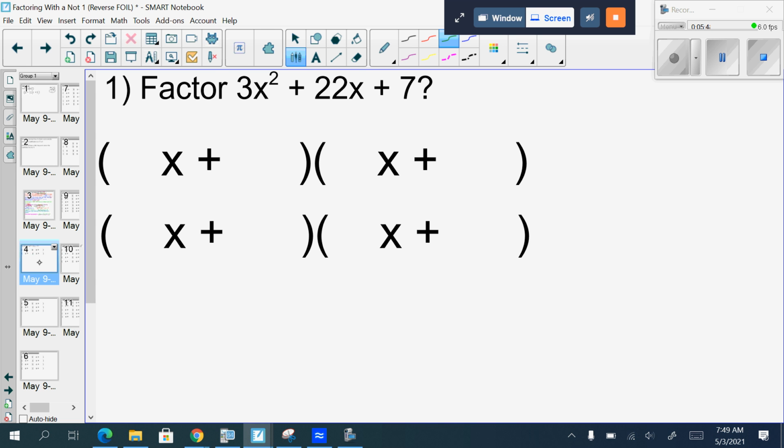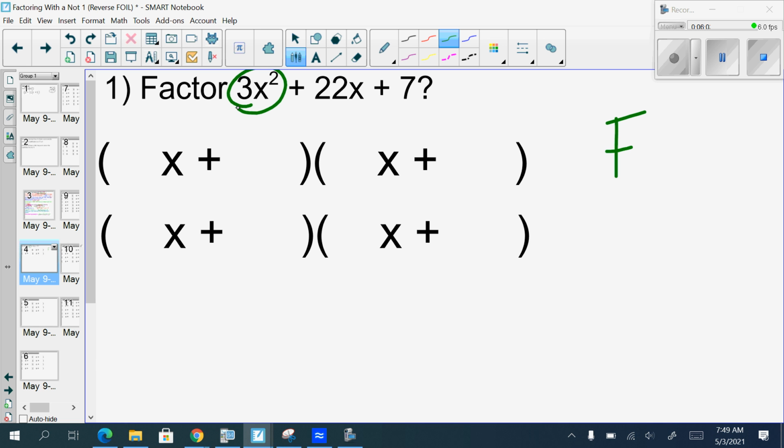All right, so let's try another one, okay? So we have factor 3x squared plus 22x plus 7. So again, I want you to think about in FOIL, we're going to think about this guy, okay? 3, again, I picked another prime number for these first couple because the only way to get 3x squared would be 3x times x, right? So we're going to put 3x and 1x.